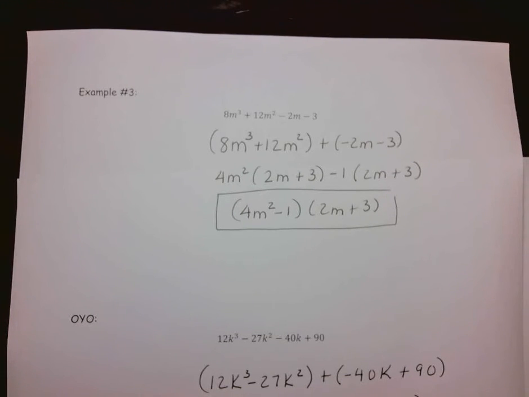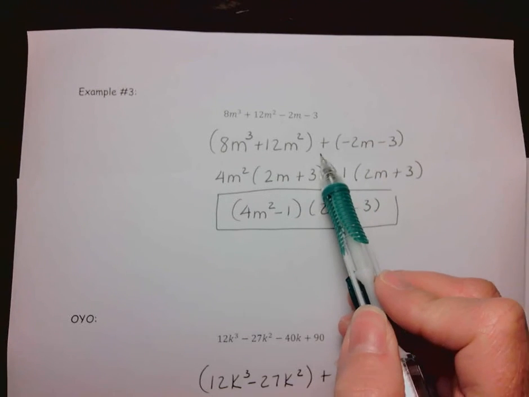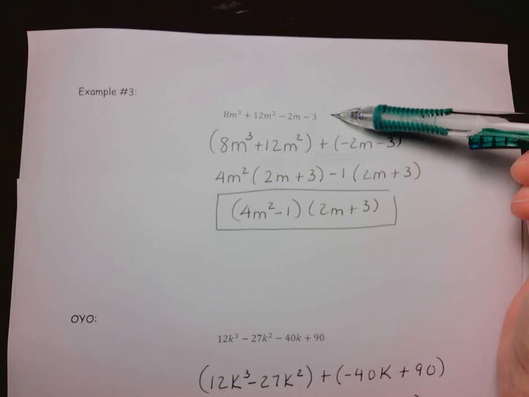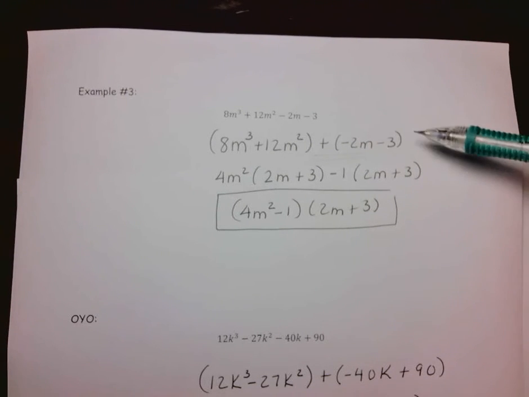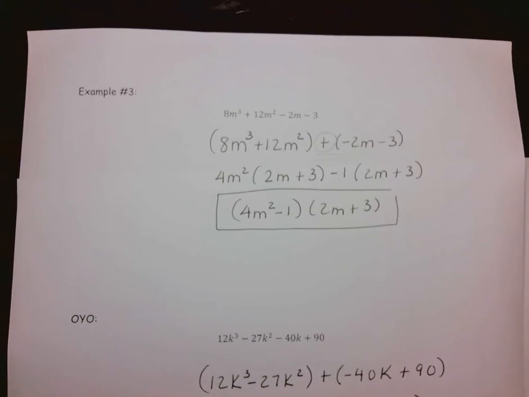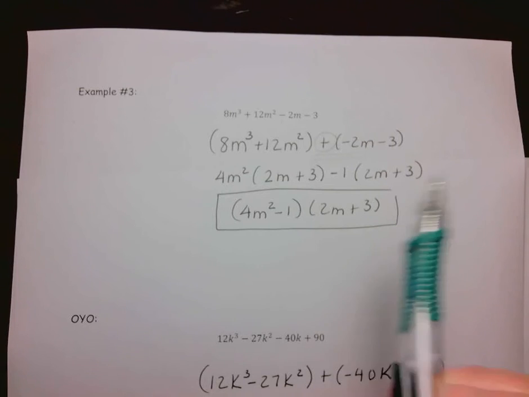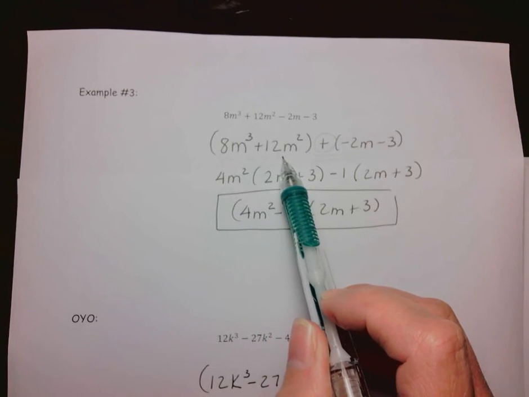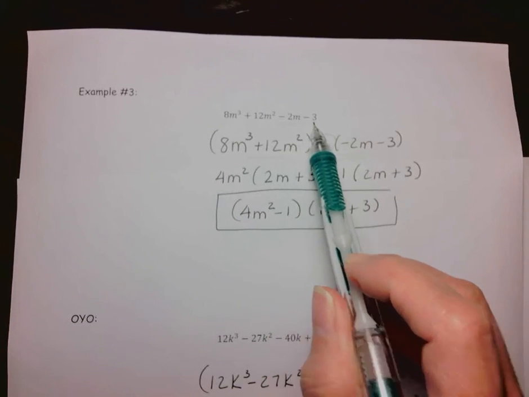So what am I going to do? I'm going to rewrite this polynomial as a sum of two groups. So look at what I did here. Please make sure you understand how mathematically this and this are identical. I just rewrote it as a sum of two groups. And this is the first group. But be careful, the second group is negative 2m minus 3.